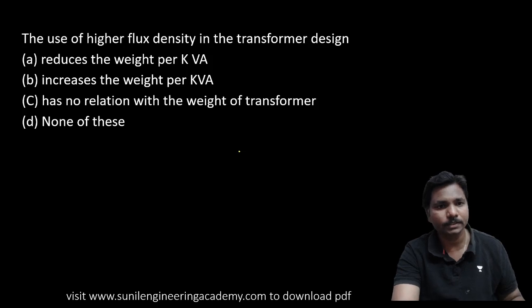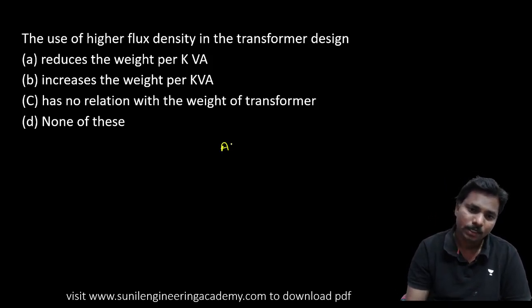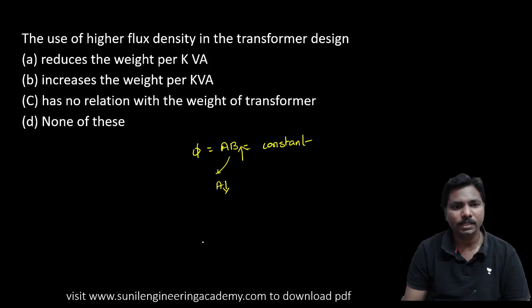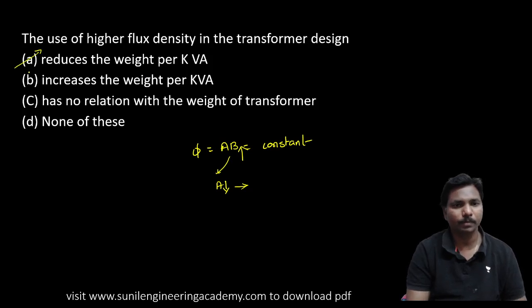Coming to the next one, guys: the use of higher flux density. Just now we discussed AB has to be constant. If you use higher flux density, then less area is enough. Less area means less specific weight is also enough. So that means it reduces the weight per kVA.